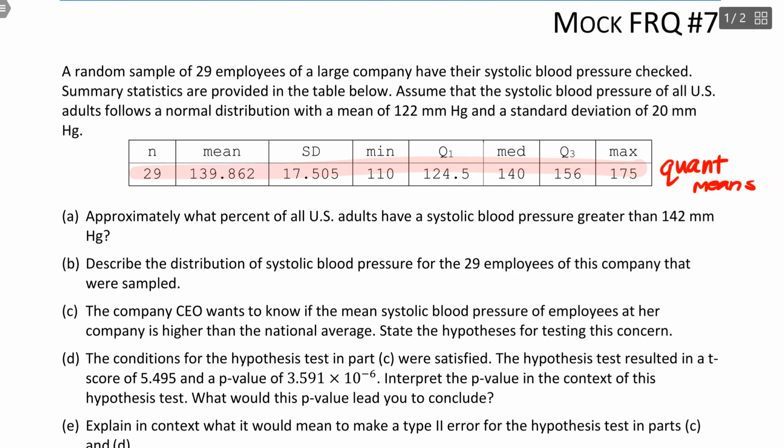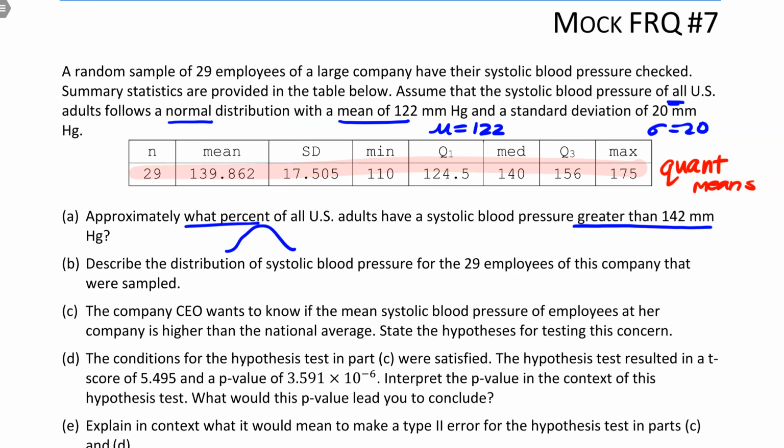It says, assume the value for all people is normally distributed with a mean of 122 and a standard deviation of 20. So this is the real deal values. And then it says approximately what percent of adults will be greater than 142 millimeters of mercury. So we're looking for a percent. We know we're dealing with a normal distribution. We're talking about all adults, so we're doing all the stuff in the blue. We're not dealing with the sample data yet. So we're at 122, and we want to know about greater than 142.